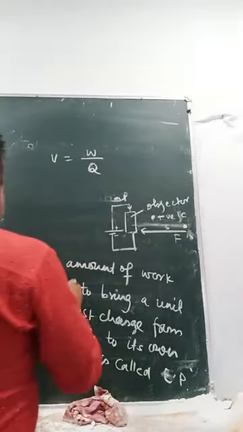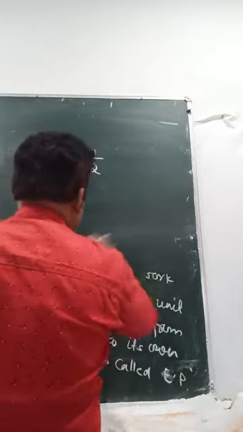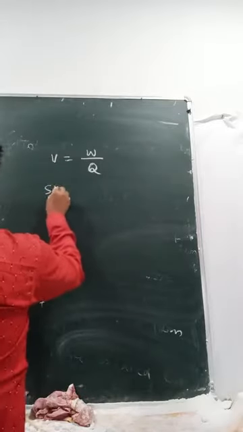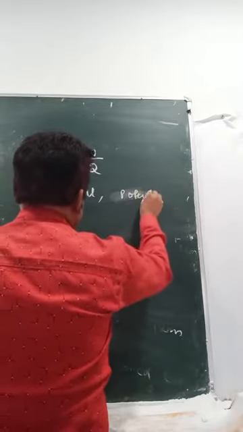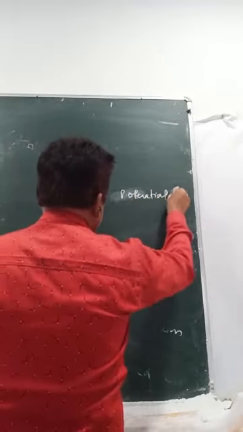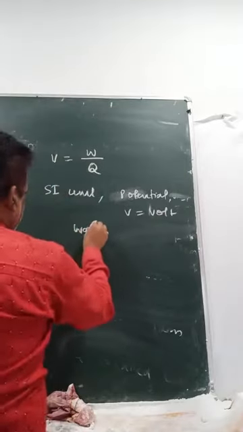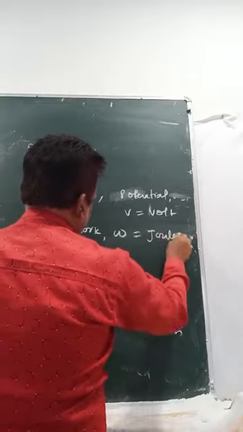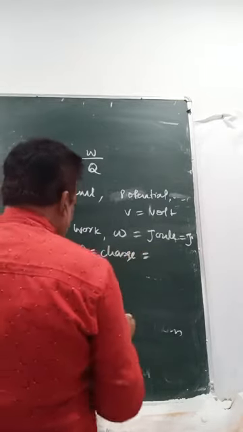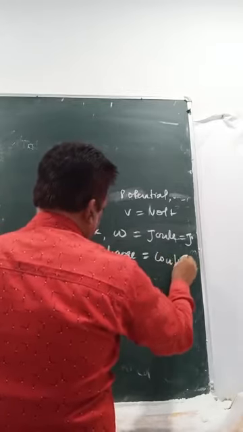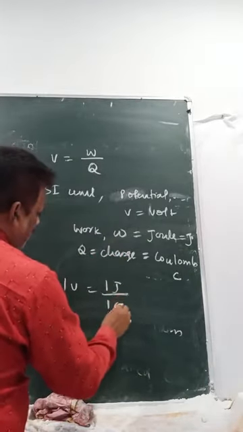Now the SI units. For V, the unit is volt. For work, it is joule, that is J. For charge, it is coulomb, C. So 1 volt equals 1 joule by 1 coulomb.